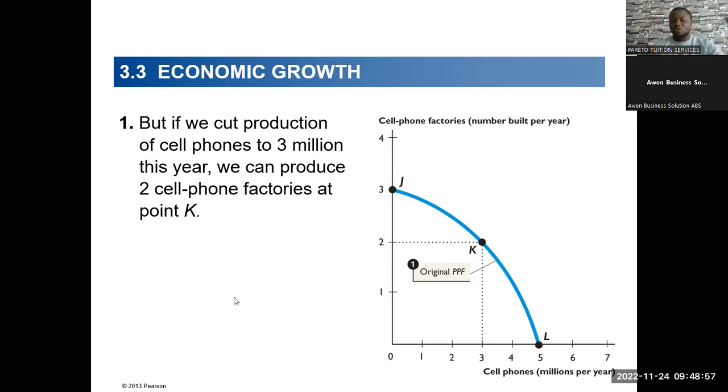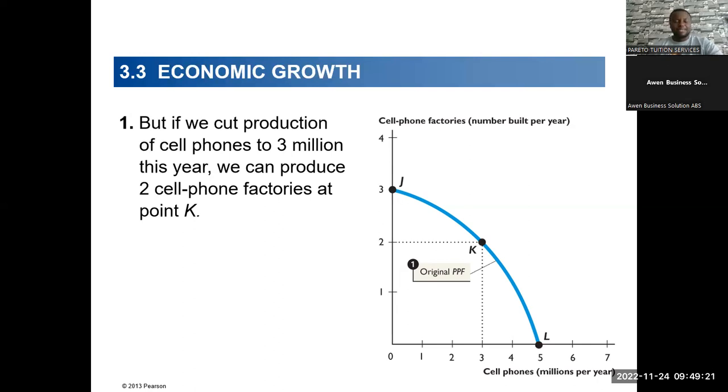So here we are no longer having 0 cell phone factories, but we are reducing the quantity of cell phones that we produce per year from 5 million. We are taking away 2 million. So now that's the quantity we can produce per year. Then we use those resources to come and produce what? To come and produce 2 units of cell phone factories.